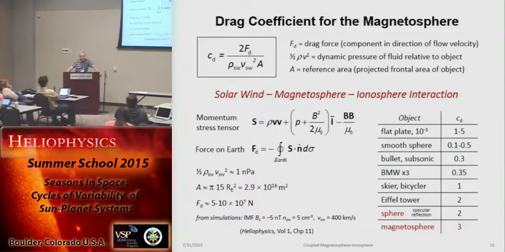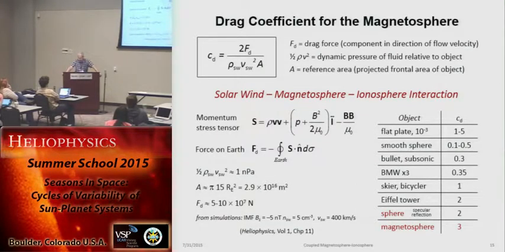And for the reference area, I took the cross-sectional area, a circle, of the magnetosphere at about the plane of Earth. And that's approximately 15 RE radius. So the cross-sectional area is pi times 15 RE squared. That should be pi times (15 RE) squared there.